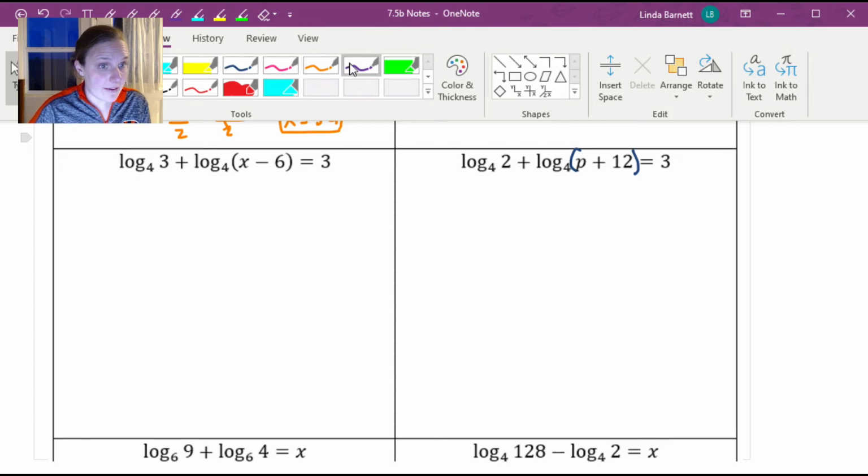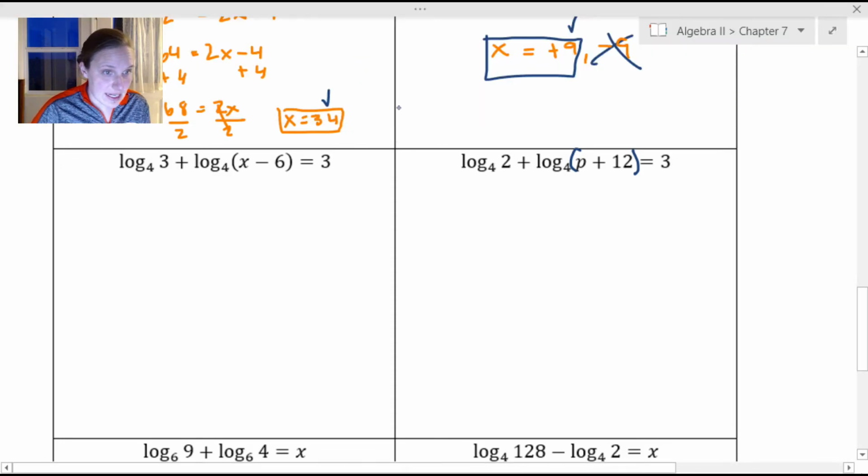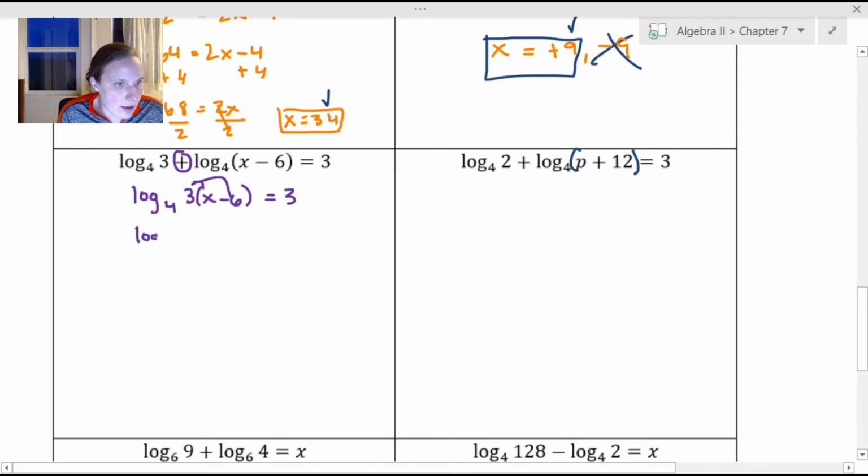And you're ready to do it, to make sure you didn't make any mistakes, because I'm about to do it. So I have this addition sign, which means I can use the multiplication or the product property of logarithms. So log base 4 of 3 times (x minus 6) is going to be equal to 3. I distribute that 3, so I get log base 4 of 3x minus 18 is equal to 3.